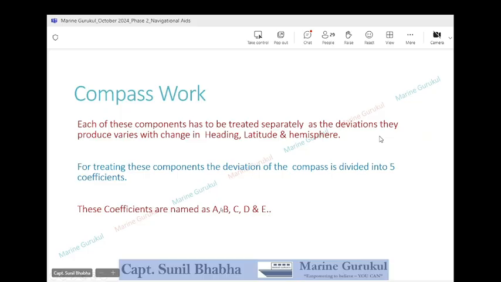Now let me take you a little deeper into these coefficients, and let's try to understand how this deviation is broken up into 5 different parts. What is the criteria, how is it broken up? So let's try to see that. Now this is very, very important. Once you understand the concept behind these coefficients, further explanation of coefficients becomes simple and easy. So let's try to see that better.